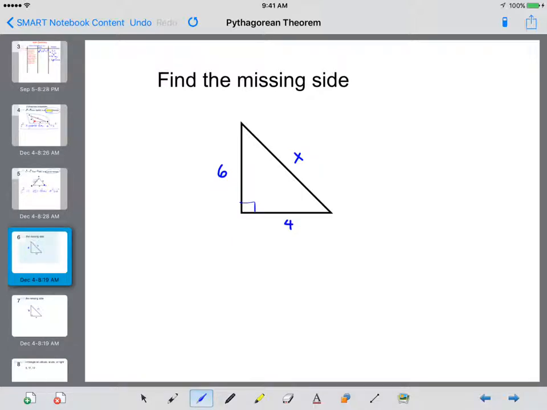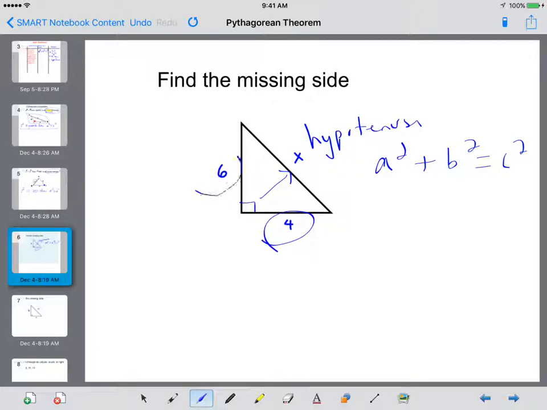So it says, find the missing side. We know it's a right triangle. I just drew it in because I forgot to prior to you seeing the example. If this is the right angle, this length opposite, that's the hypotenuse. And if we're using a squared plus b squared equals c squared, it does not matter which one I use as a and which one I use as b. So it doesn't matter what order we put it in.